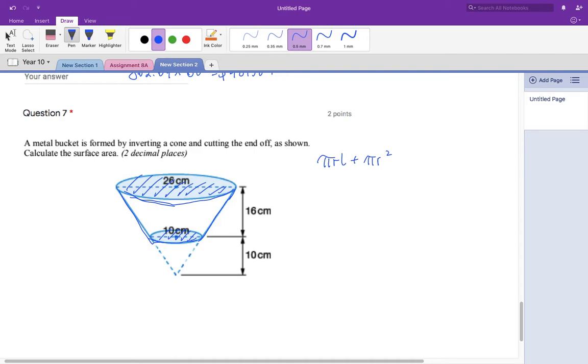So instead, let's just work out the 2 circles first. So you have pi R squared plus pi R squared.